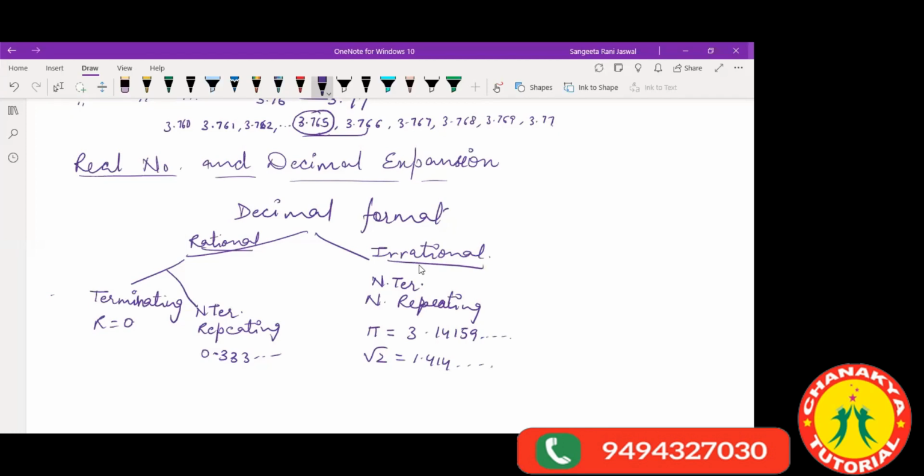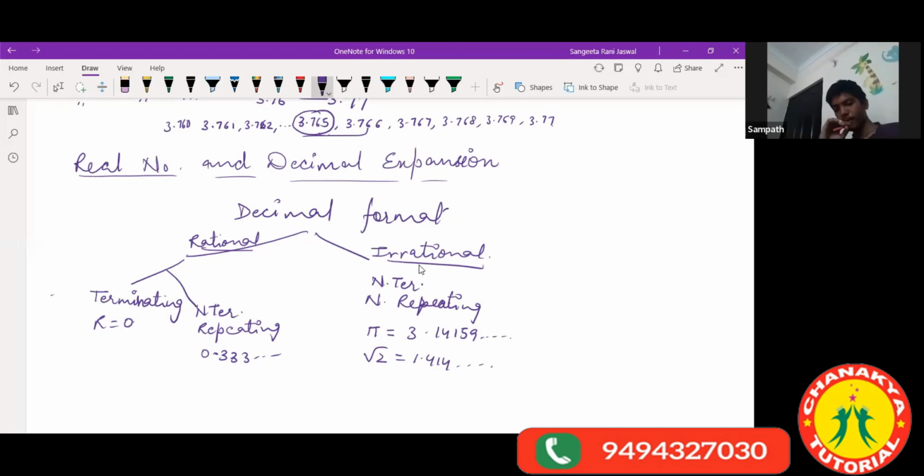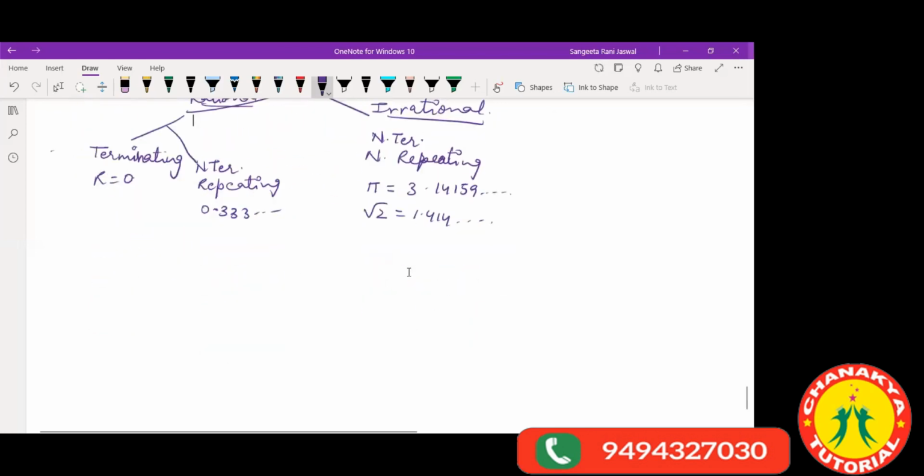Now we'll see how you convert a repeating decimal number to P by Q form, a rational form. How will you convert that to a P by Q form?